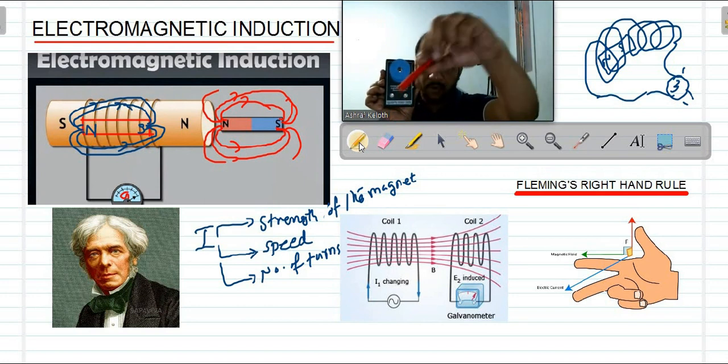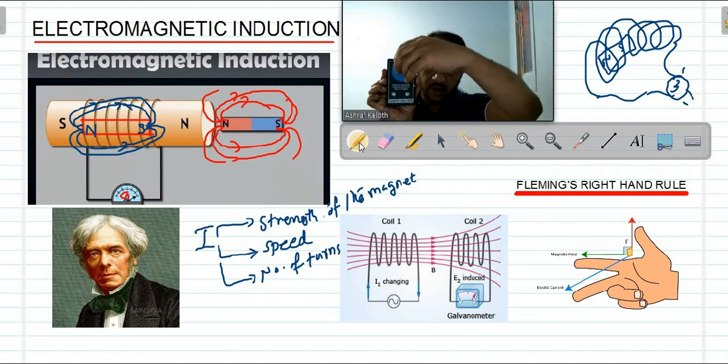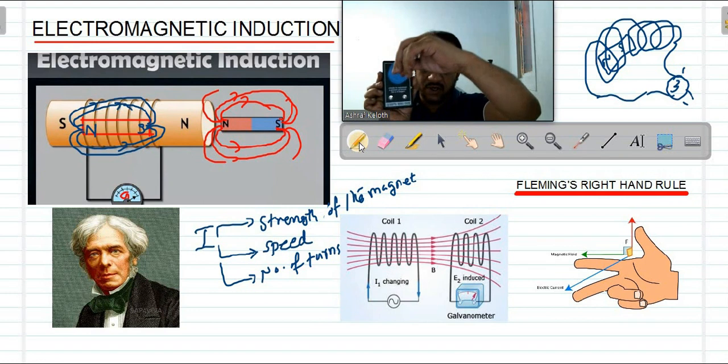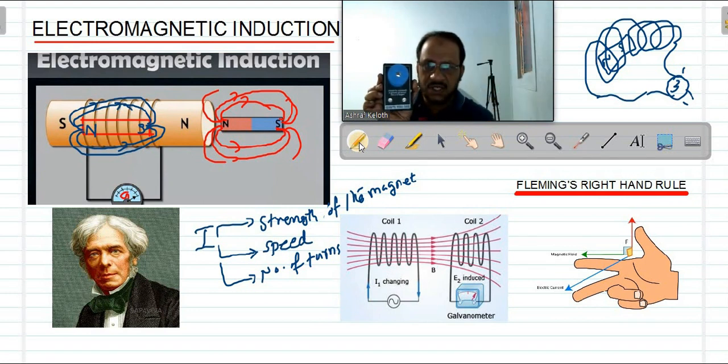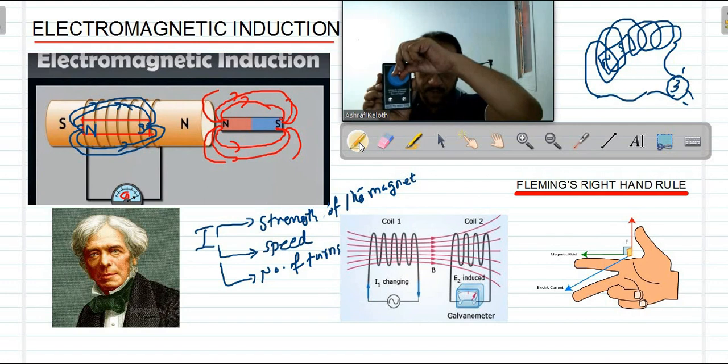Now I am changing the pole. I am reversing the magnet. Now you see which one is glowing. Now the right one is glowing, correct? Yes, sir. Because the direction of current changed. When I change the direction of the magnetic field, the direction of current also changes. Now left is glowing. When I reverse the magnetic field, you can see the right one is glowing.